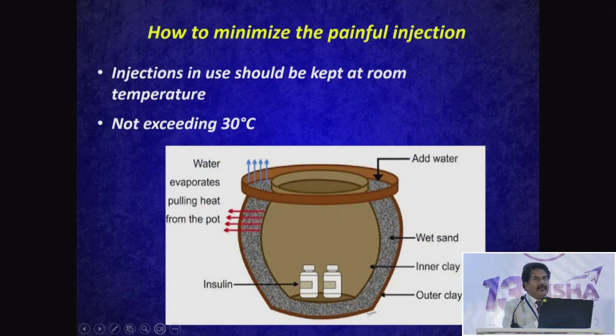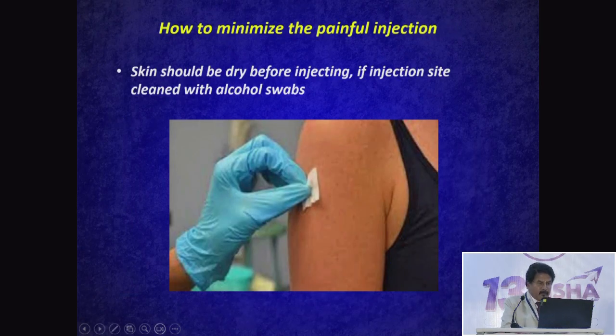Now many patients are reluctant to take injections because they say injections are very painful. How to minimize painful injections? Insulin in use should be kept at room temperature, not exceeding 30 degrees Celsius. This is the double pot method, the clay pot method. Put sand inside and pour water. The water evaporates, pulling heat from the pot, so you can keep the vials inside. Many patients in tropical countries who don't have a fridge can use this method.